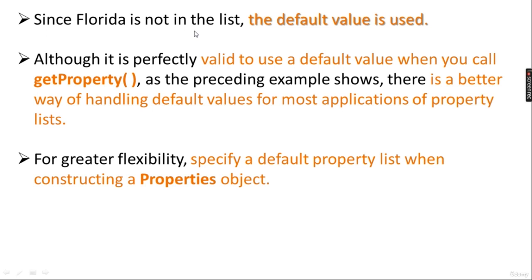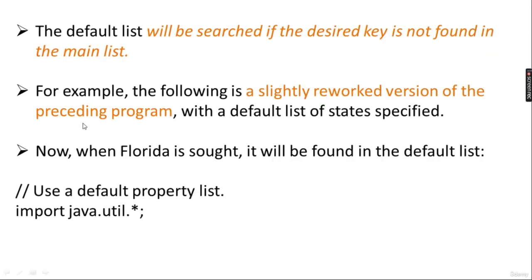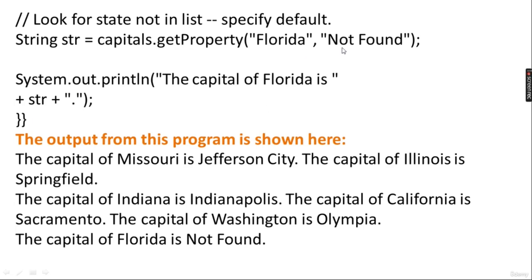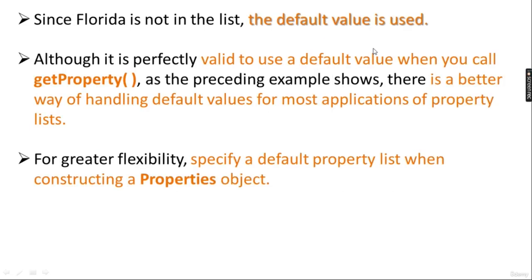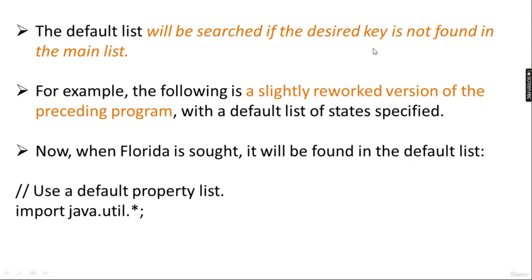Although it is perfectly valid to use a default value when you call getProperty, as in the preceding example, there is a better way of handling default values for most applications of property lists. Okay, so a better way is always present there. For greater flexibility, specify a default property list when constructing the Properties object. So this is one way of assigning the default value, and there is a better way available. The default list will be searched if the desired key is not found in the main list. It is like when you are using the switch case. We have seen the switch case. In the switch case, default is present.